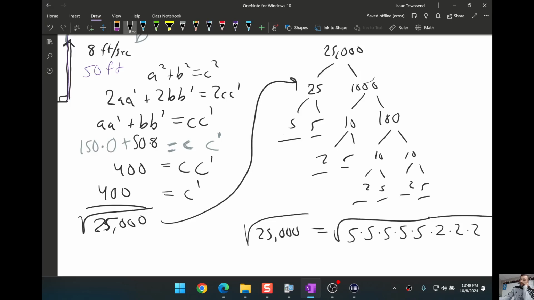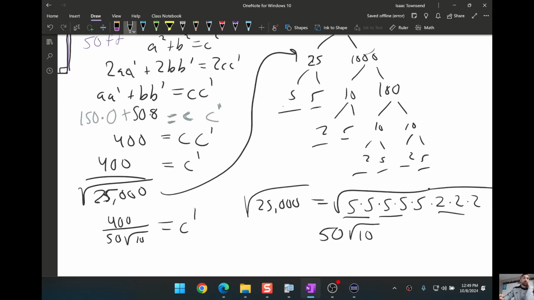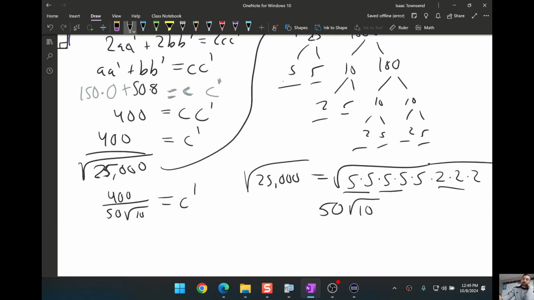So since it's square root, you got to pair things up in twos. You could bring out a 5, bring out a 5, and bring out a 2. So that would be 50. And you're leaving behind a 5 and a 2, so that leaves behind a 10. So if you had to do it by hand, you could reduce the square root of 25,000 into 50 square roots of 10. And then of course 400 over 50 reduces.